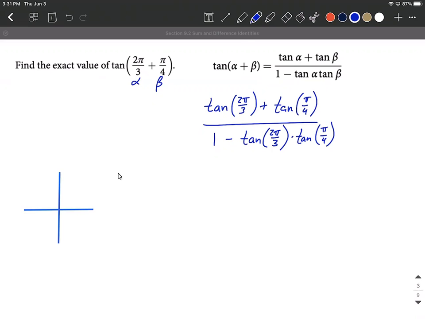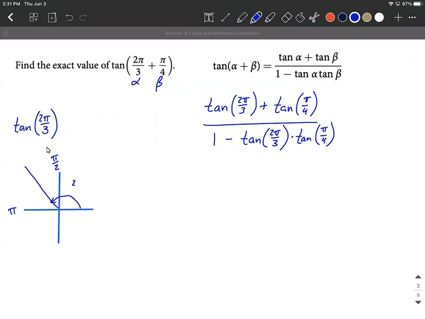So off to the side here, let's see if we can do a little bit of side work. I want to evaluate the tangent of 2 pi over 3, but I don't know what tangent of 2 pi over 3 is off the top of my head. So instead, I would place this in the appropriate quadrant. 2 pi over 3 is bigger than half of a pi and smaller than 1 pi, so this is going to fit into the second quadrant.